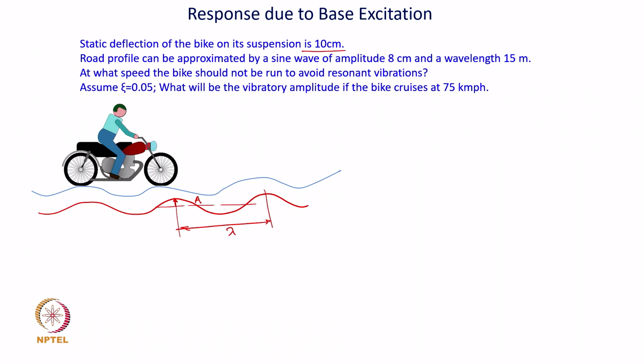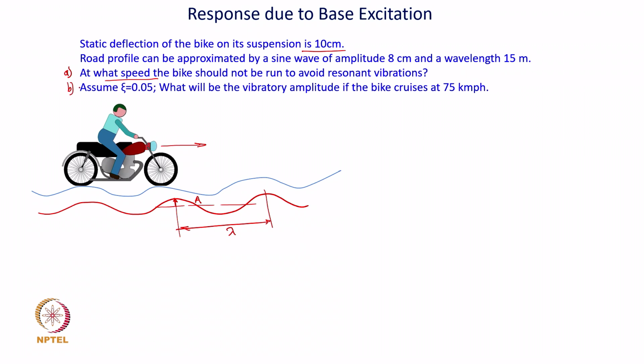So, the question here that is being posed is, at what speed should the biker not move or cruise his bike to avoid resonant vibrations. It is possible to realize that there would be a speed at which the rider will experience large resonant vibrations, and we shall discuss mathematically how that turns out to be. So, the question is to determine the speed at which the bike should not be run to avoid resonant vibrations, and this is of course the first part of the question.